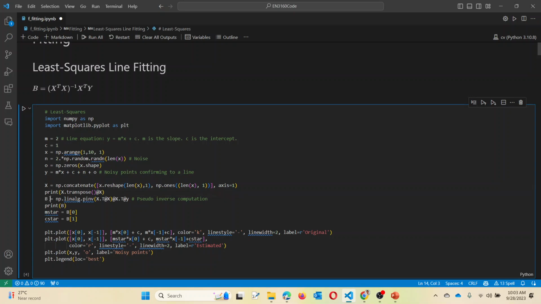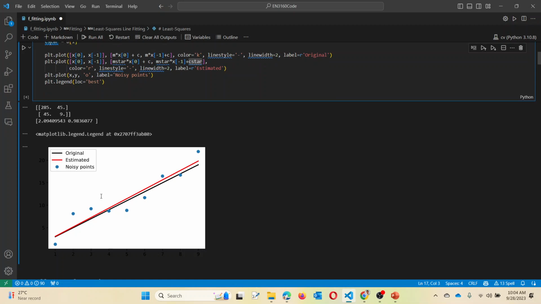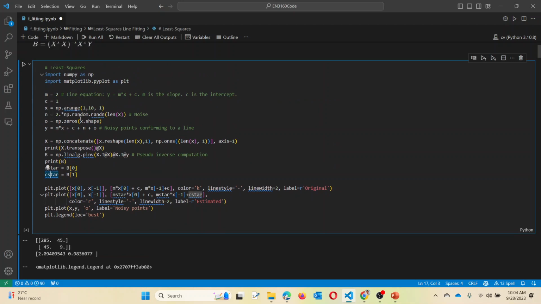And this is the place where we compute B: np.linalg.pinv to signify the pseudo inverse, of X transpose times X, times X transpose times y, exactly this equation. Then we can extract the estimated m value and estimated c value, and then plot the line. You can see in this picture the ground truth line in black, the set of noisy points in blue, and the estimated line in red. The values that we obtained are 2.09 and 0.98, which are very close to m equals 2 and c equals 1.